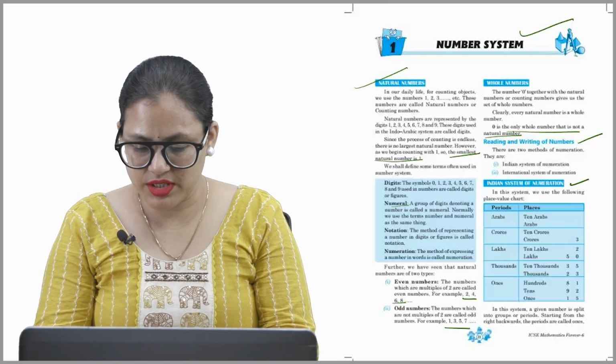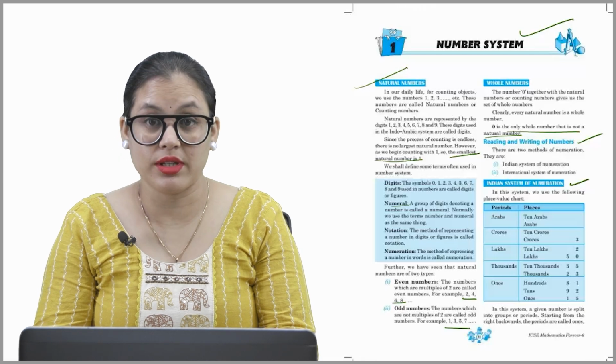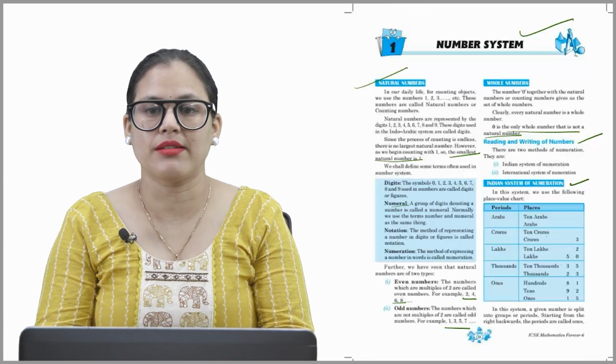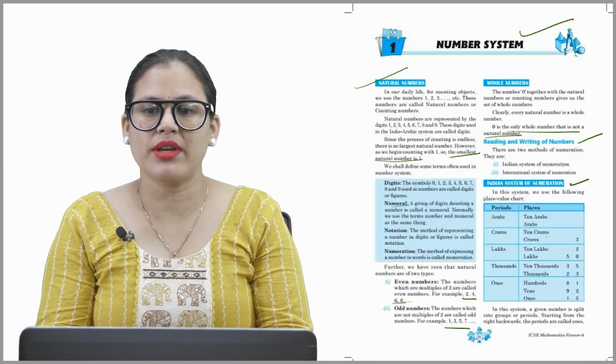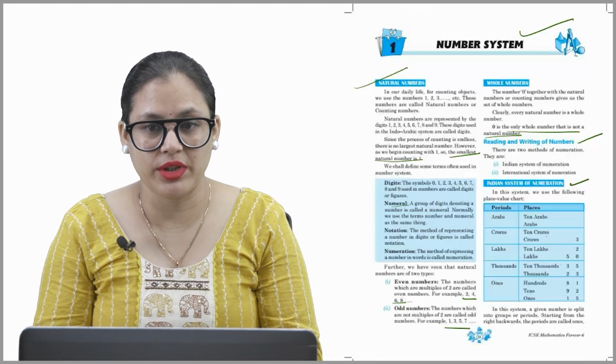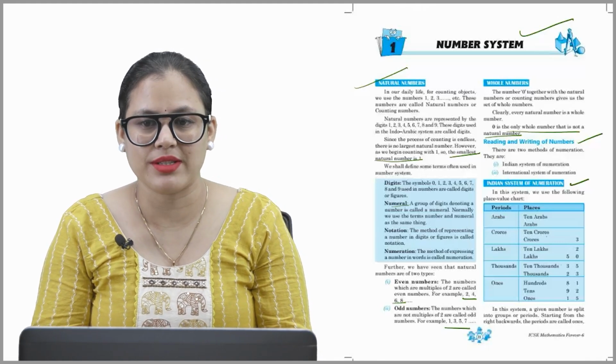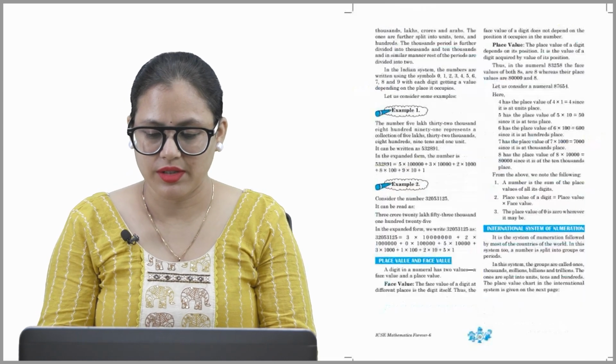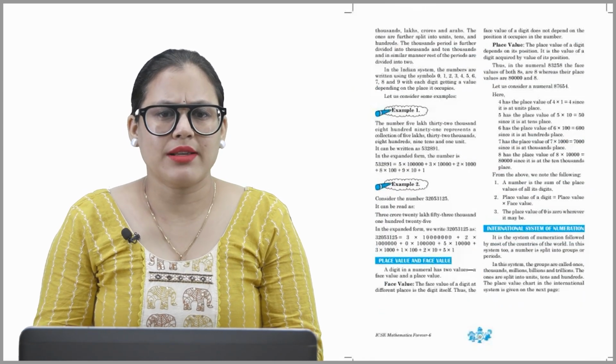Ones period, thousands period, lakhs period and crores. Now, after crores, it's Arabs and 10 Arabs. Okay. So, in this system, a given number is split into groups or periods. Starting from the right backwards, the periods are called ones, means this one, thousands, lakhs, crores and Arabs.